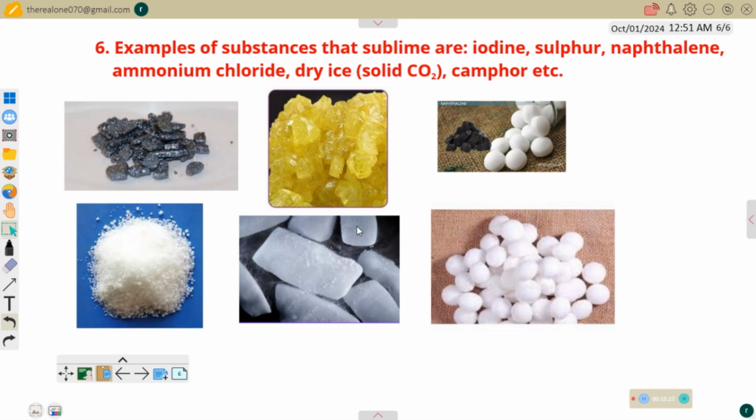Then we have the dry ice, which is the solid CO2. This is the carbon dioxide that we breathe out. This is how it looks when it is solidified, and it can change directly from solid to gas. So all of these substances that we have here can change directly from solid to gas.